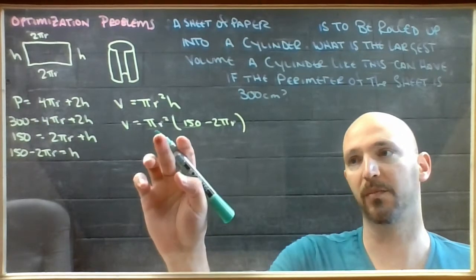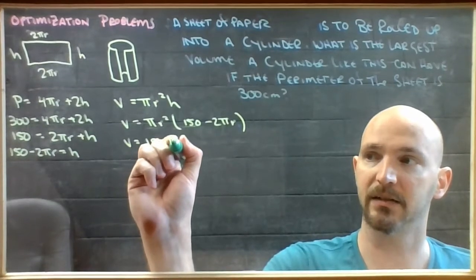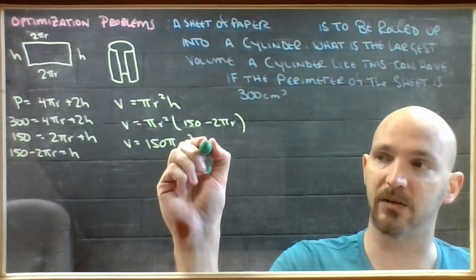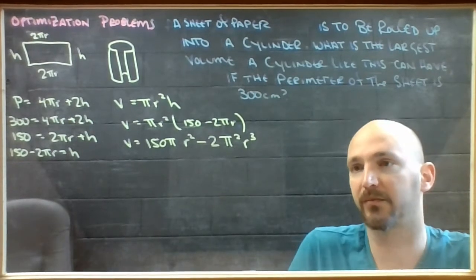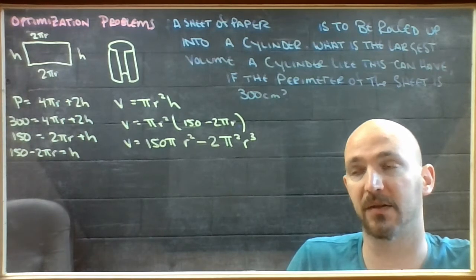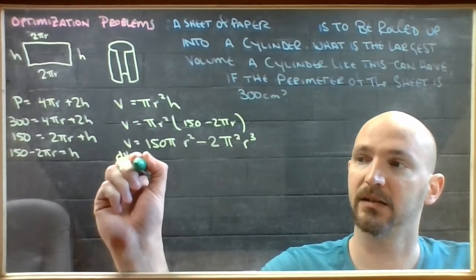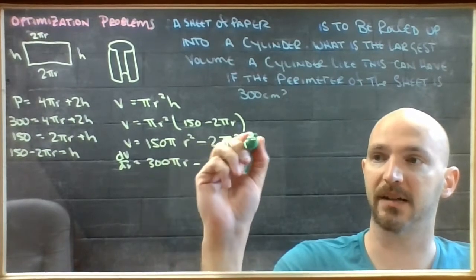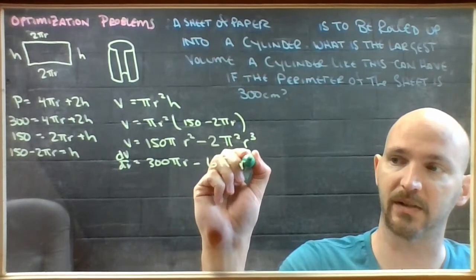Okay, so pi r squared times 150 is 150 pi r squared. Pi r squared times negative 2 pi r would be negative 2 pi squared r cubed. So I have my volume expression entirely in r. I want to maximize it, so I need to take its derivative and set that to 0. So dV by dr gives me 300 pi r minus, bring the 3 in front, 2 times 3 would be 6 pi squared r squared.